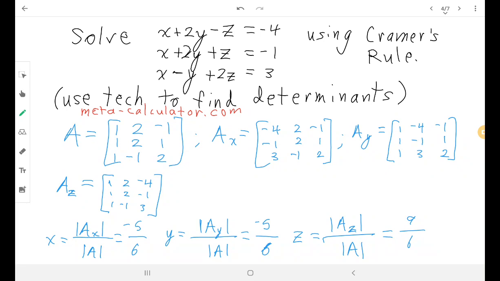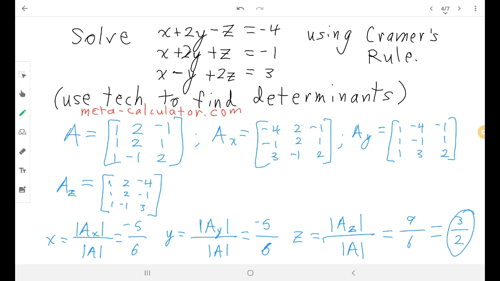So what I have now is the determinant for each one, and I have answers here. Negative 5/6 for x, negative 5/6 for y. I can't reduce those or anything, so I'll just leave them like that. And 9/6 for z, which I could reduce by 3 and call 3/2.